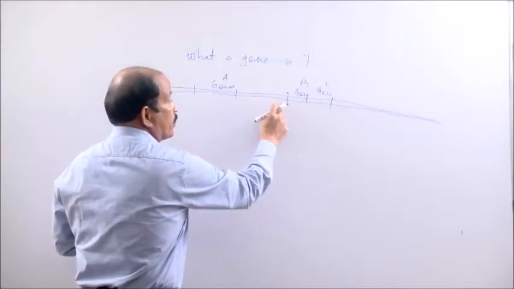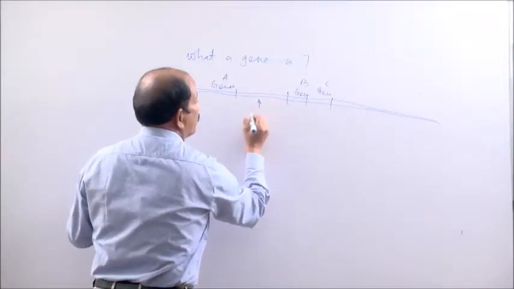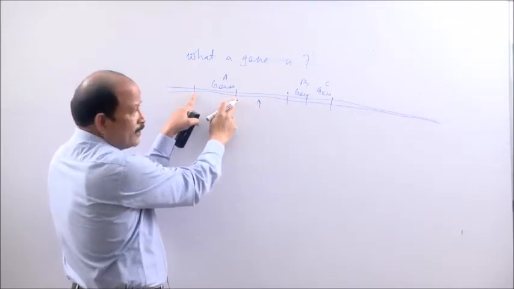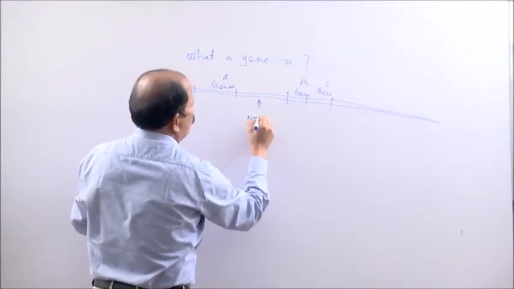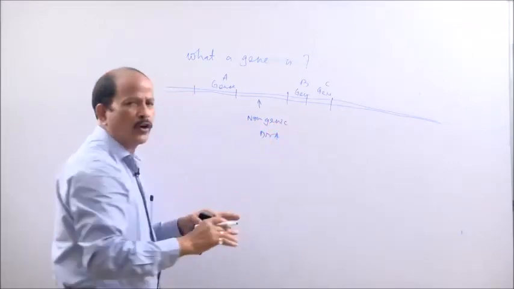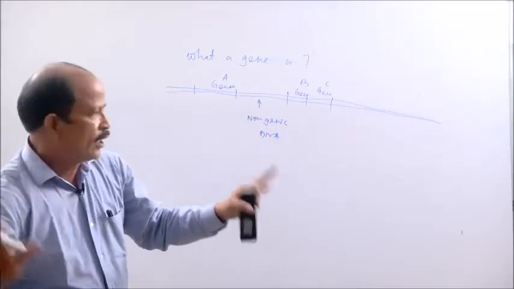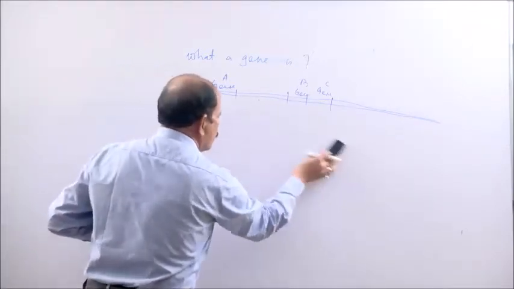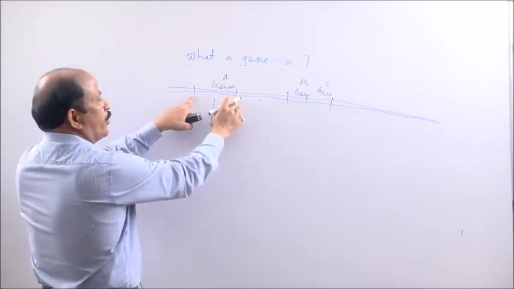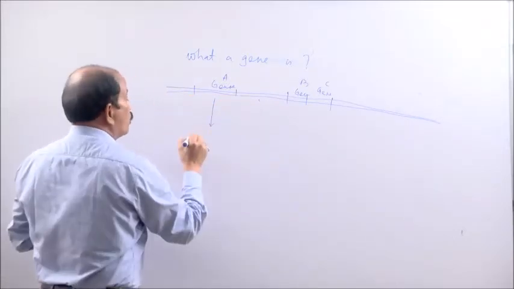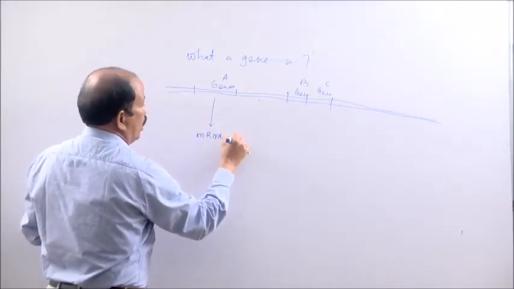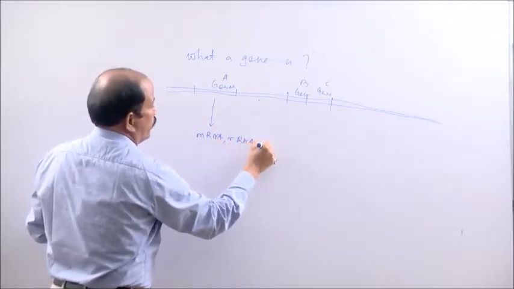Similarly, this is DNA, but this is non-genic DNA. This is entirely DNA, but it does not relate to a gene. Non-genic DNA is DNA which doesn't code for any protein or RNA. Let me come to what exactly a gene is. A gene is a stretch of DNA which codes for either an mRNA or rRNA or tRNA.